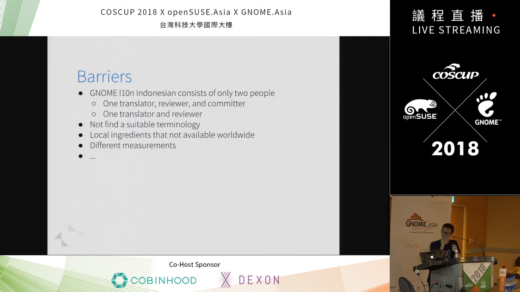And the second barrier to translating is that we cannot find suitable terminology. Sometimes, because the translator is not a chef or something, I think the terminology may or may not fit for translating recipes. And there are local ingredients that are not available worldwide. In Indonesia, there are so many local ingredients. Substituting the ingredients in another country could be difficult. And different measurements, like kilogram, milliliter, something like this.